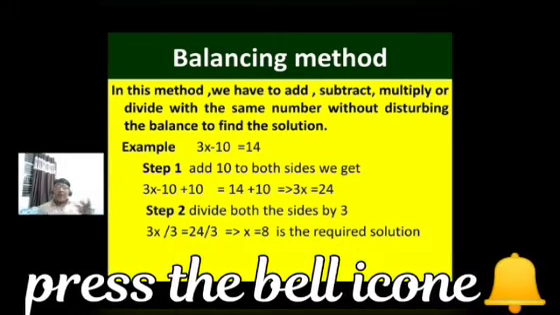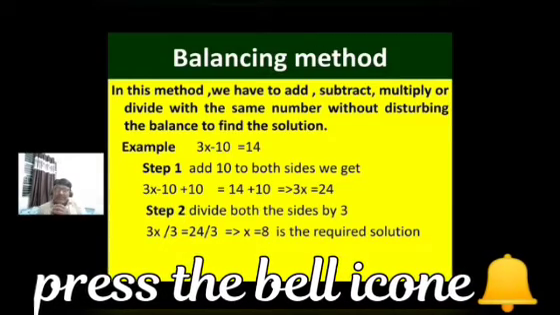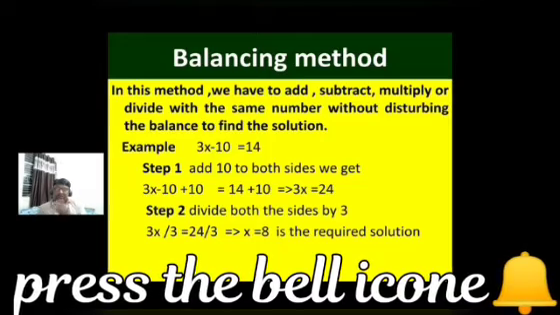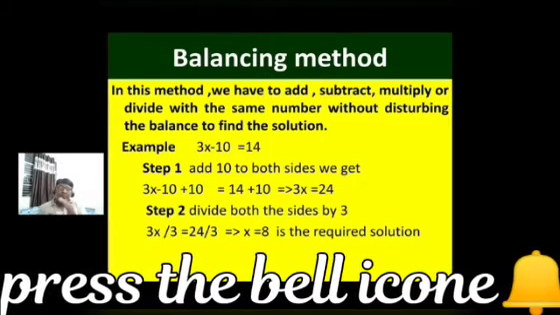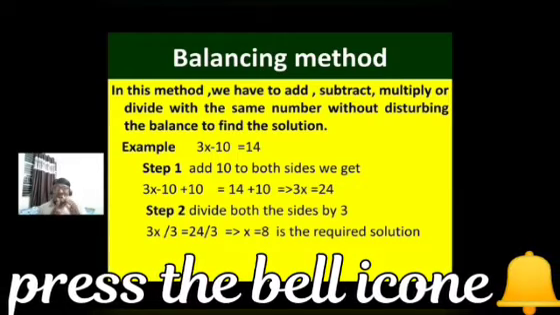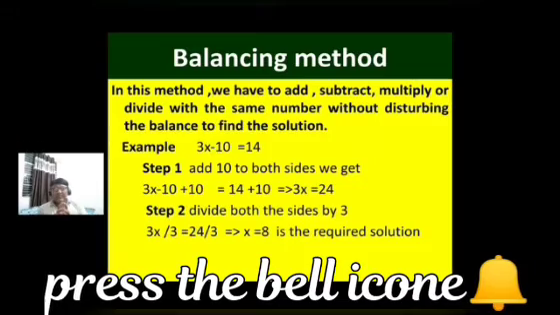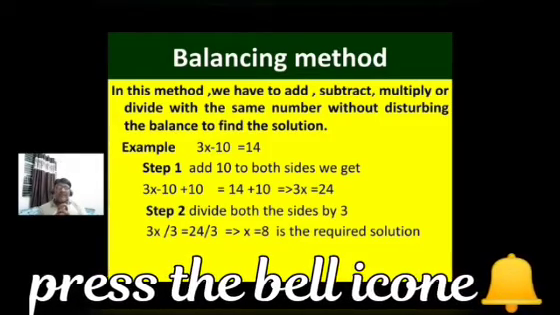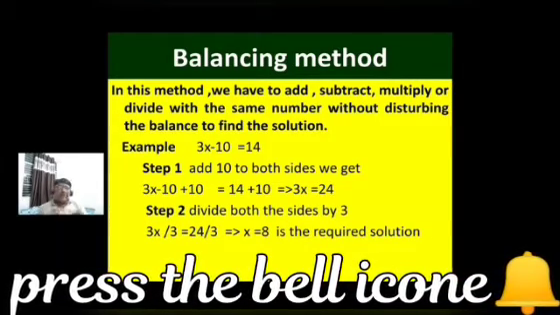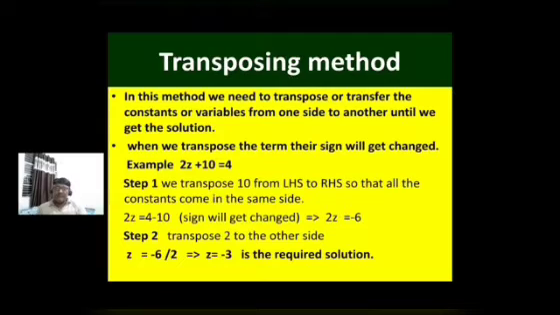Now we have to separate the 3 which is multiplied to the variable x from the LHS. So how will we do that? What is the opposite of multiplication? It's division. Now in step 2, divide both the sides by 3. So if you divide both the sides by 3, you will get 3x upon 3 is equal to 24 upon 3. And thus you get the solution x is equal to 8, which is the required solution.